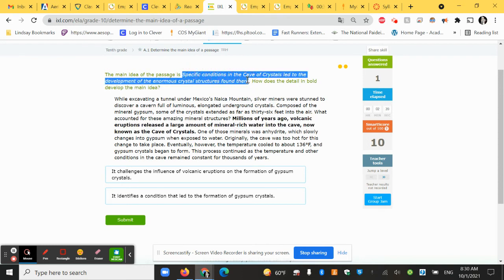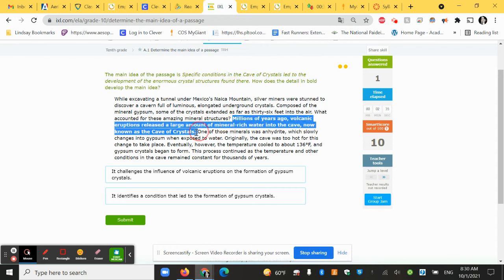What is the connection between the two? How does this detail help you better understand this idea here? Well, the idea is that specific conditions in the cave led to the development of the crystals. What is this doing? Isn't this describing a specific condition? So even before I get to these answers, I already know it's this one, okay? Because this is telling me what one of the specific conditions were.